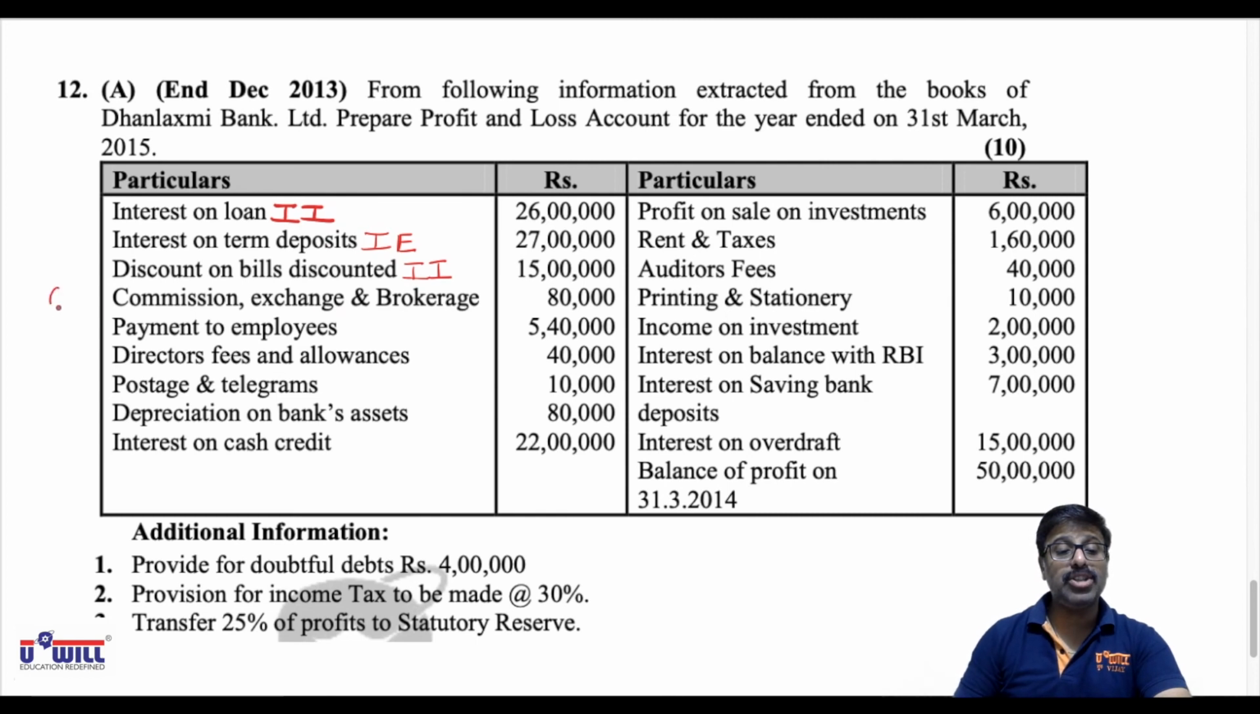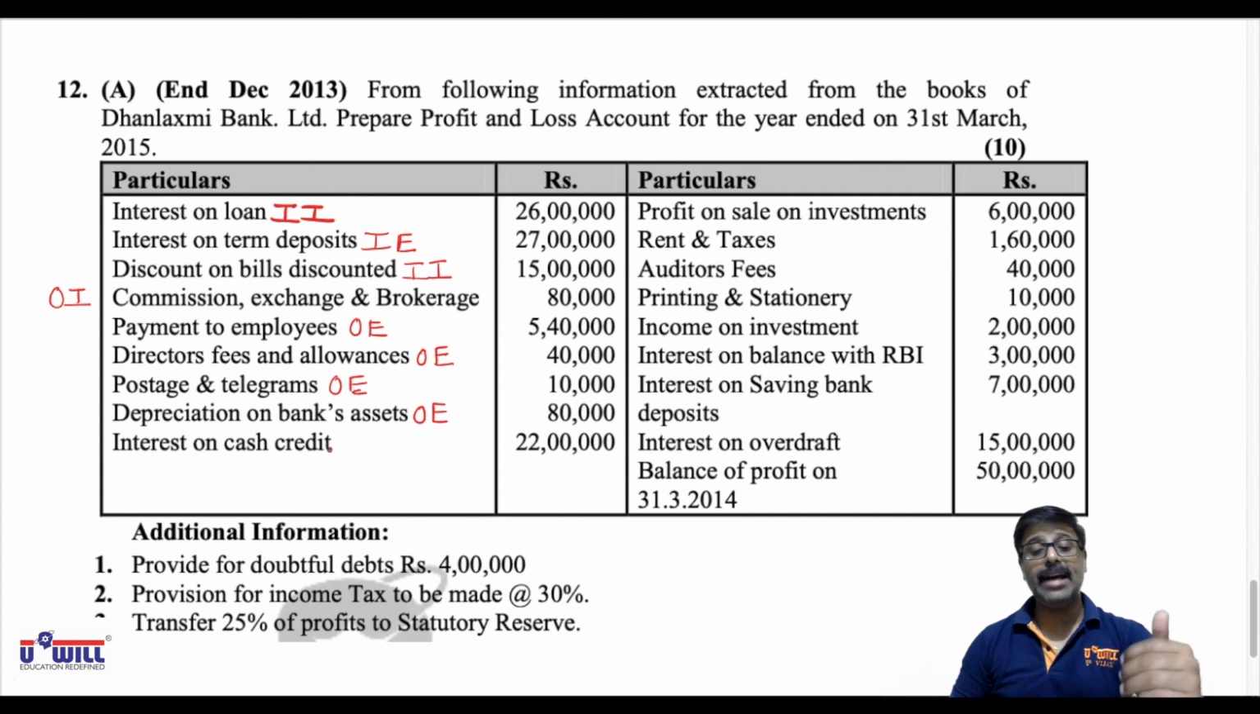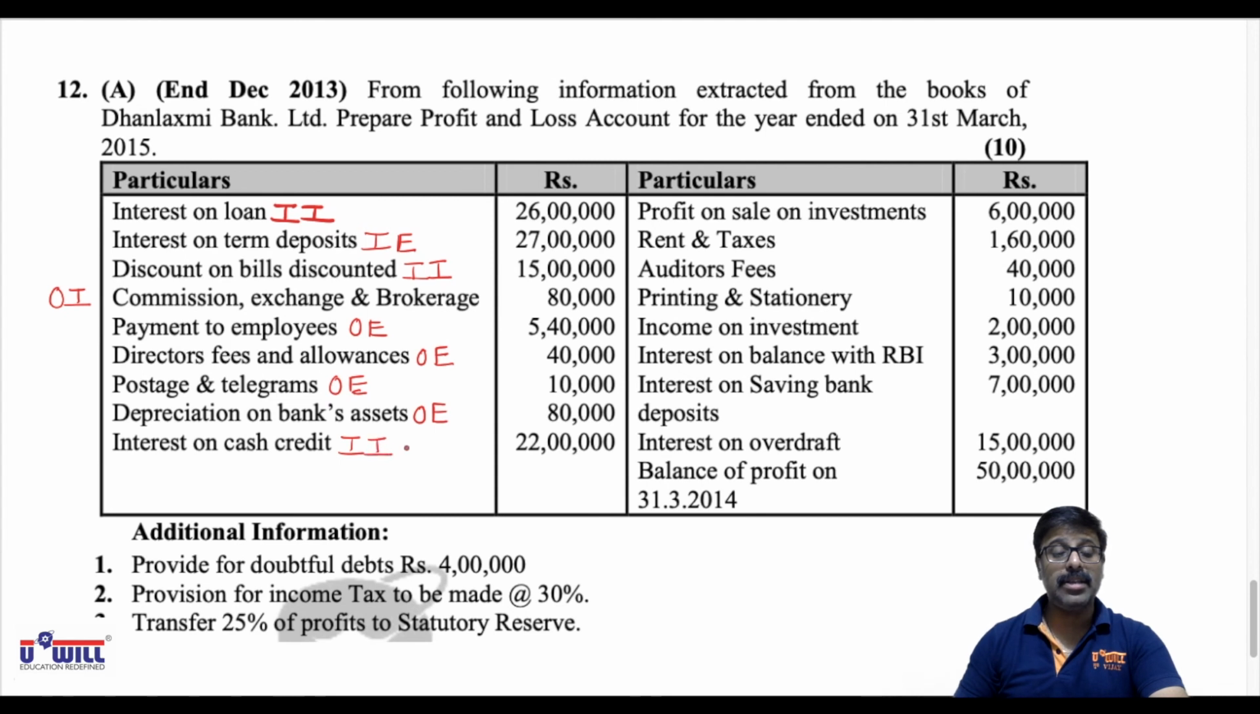Commission, exchange and brokerage, other income. Payment to employees, operating expense. Directors' fees and allowances, operating expense. Postage and telegram, operating expense. Depreciation on bank's assets, operating expense. Interest on cash credit. Now, cash credit and overdrafts are the loans given by the bank. So here the bank receives the interest income. Profit on sale of investments, other income. Rent and taxes, operating expense. Auditors' fees, operating expense. Printing and stationery, operating expense.